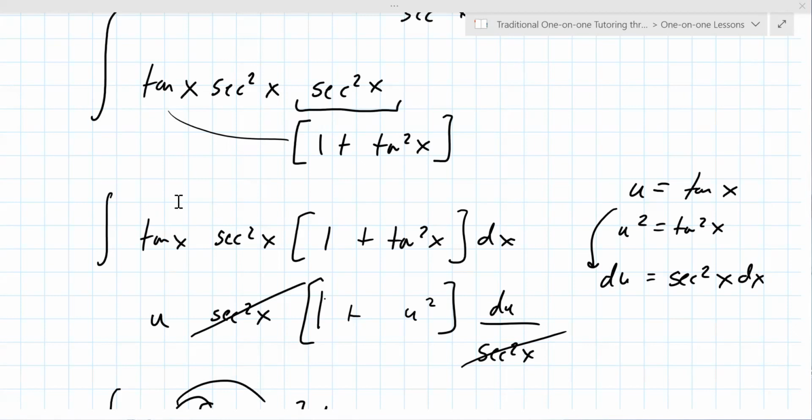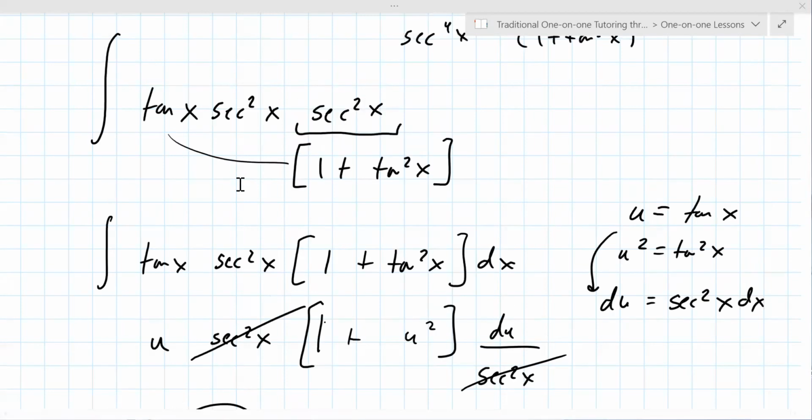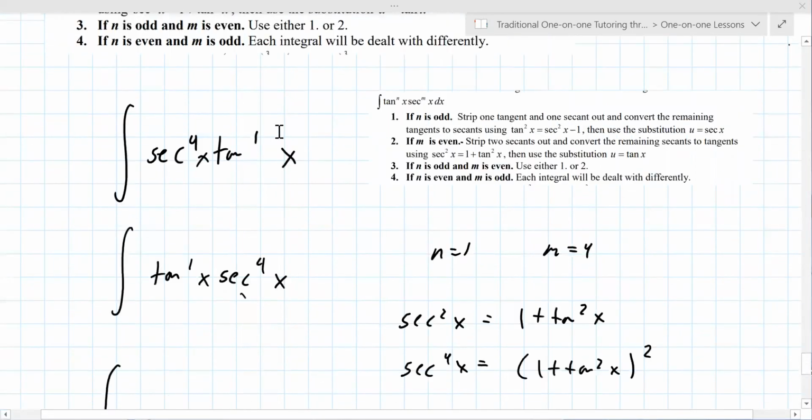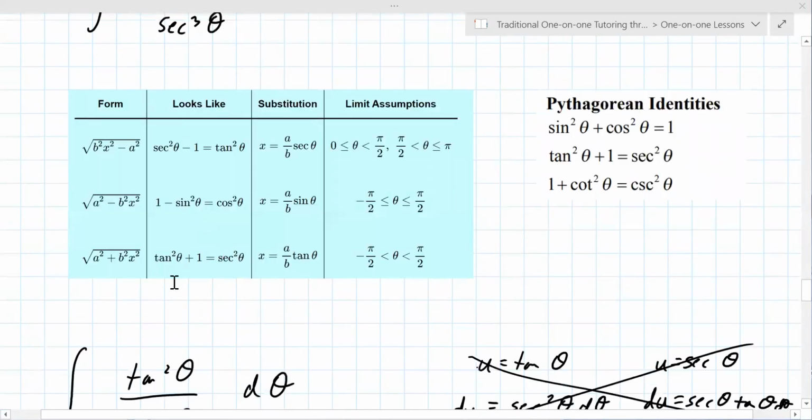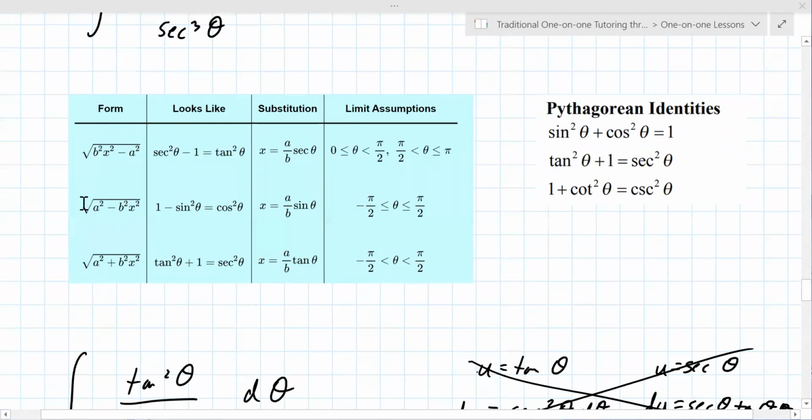This was not a trig substitution. This was just a trig integral, functions with powers. The trig substitution ones are where you have a form with generally a square root, the ones in this blue picture. The ones that we just did are considered products and some quotients of trig functions. I struggle with those.